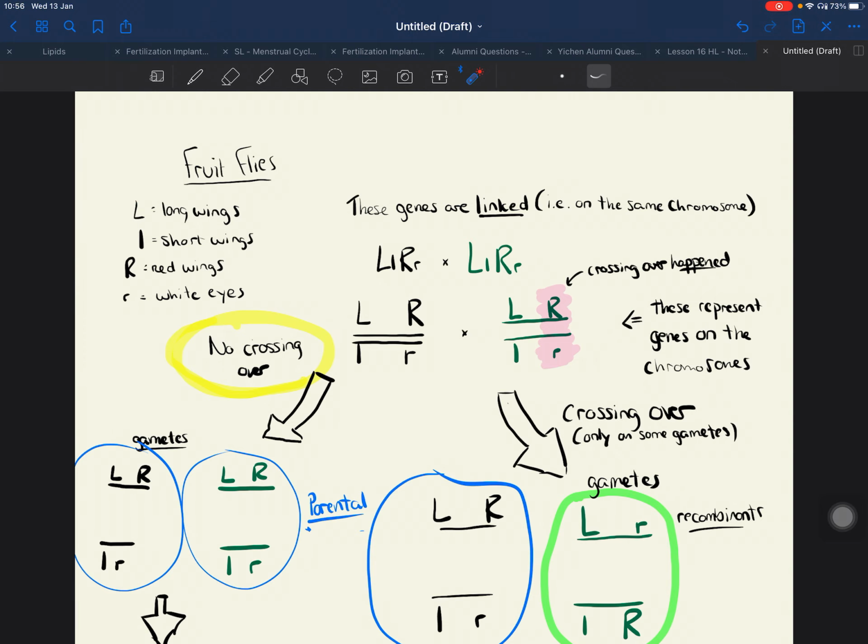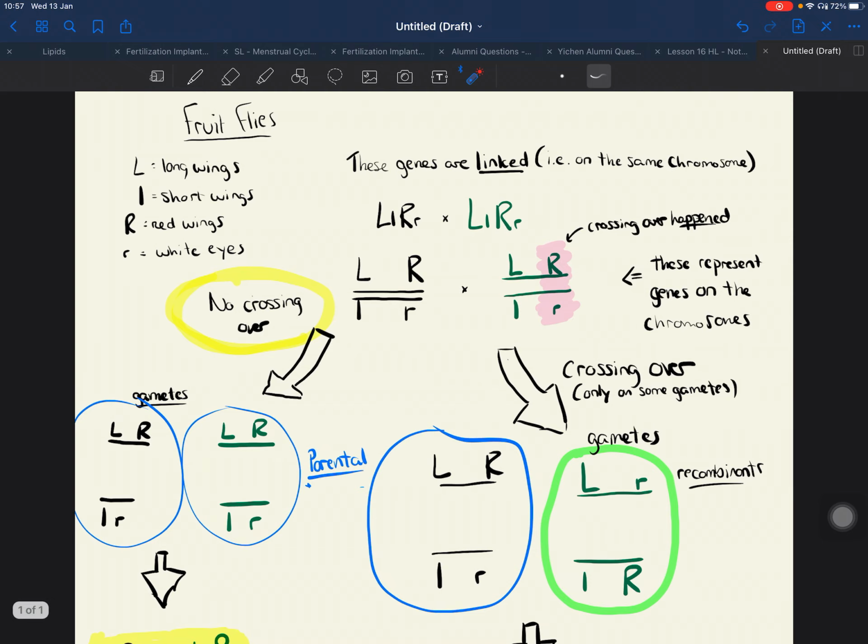Okay, these genes are linked. What that means is they're found on the same chromosome. So we're going to take mom here, take dad here, and they're both double heterozygous, right? So they have that and they have that. Now because they're linked, they are on the same chromosome, and this represents the arms, the sister chromatids, and these represent the locations of the genes.